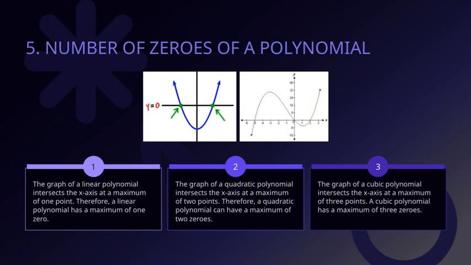Moving on to quadratics, or degree 2 polynomials, their graphs can intersect the x-axis at most twice, so they can have up to 2 zeros. Finally, for linear polynomials, which are degree 1, the graph can only intersect the x-axis at 1 point, so they have at most 1 zero.